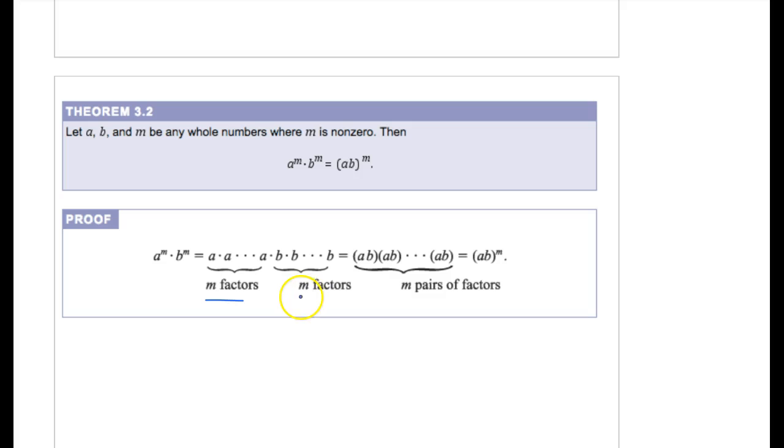You can see the a and b, what I wrote out, and they can be regrouped and paired up because there's a one-to-one correspondence between these here. That leads you to saying a times b, m times, because there's a one-to-one correspondence between the a and b factors. They all match up perfectly, and so that's where you end up with that there.